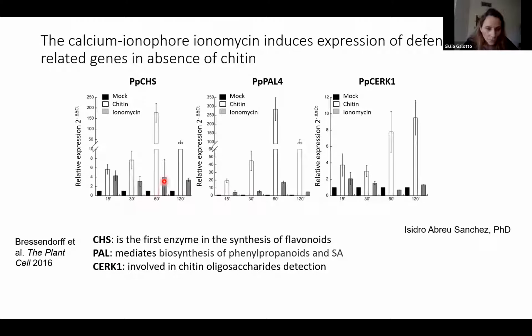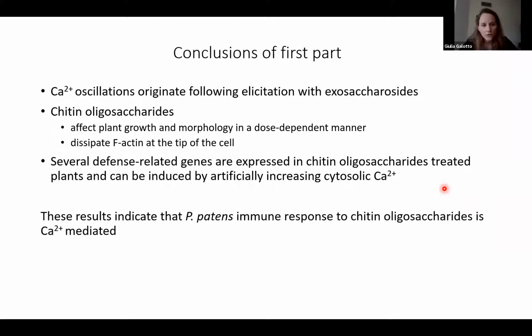So this concludes the first part of the talk, in which we observed that calcium oscillations originate following elicitation with chitin oligosaccharides. Chitin oligosaccharides affect plant growth and morphology in a dose-dependent manner. And we saw that chitin oligosaccharides dissipate actin at the tip of the cell. We also observed that several defense-related genes are expressed in chitin oligosaccharide-treated plants, and they can also be induced by artificially increasing cytosolic calcium. So these results indicate that Physcomitrella patens' immune response to chitin oligosaccharides is calcium-mediated.